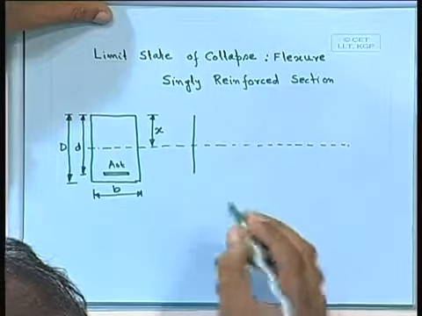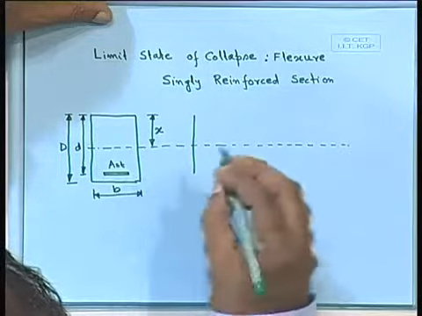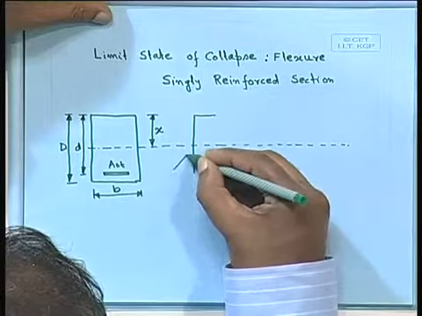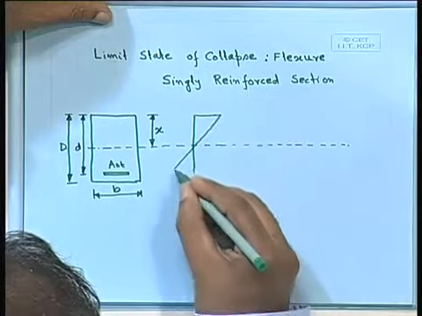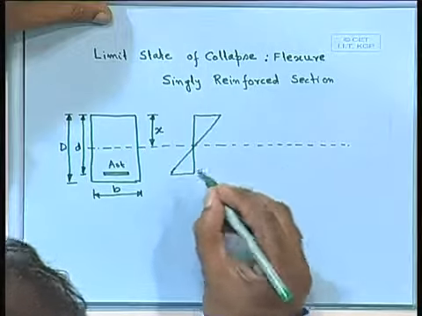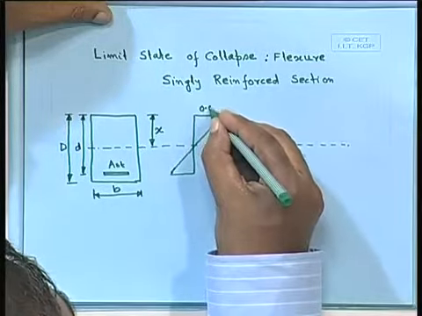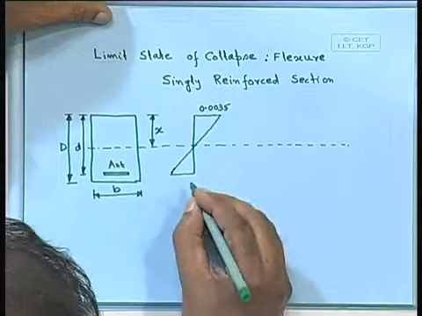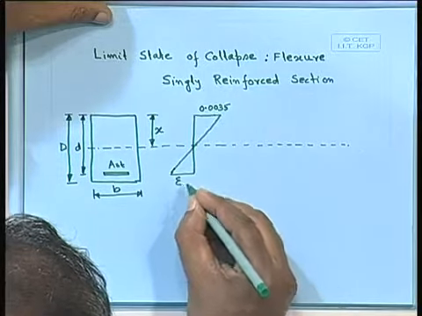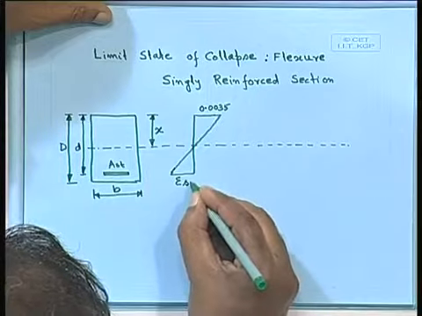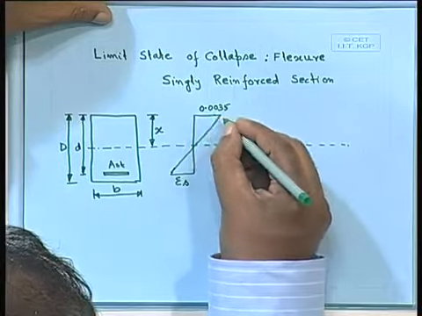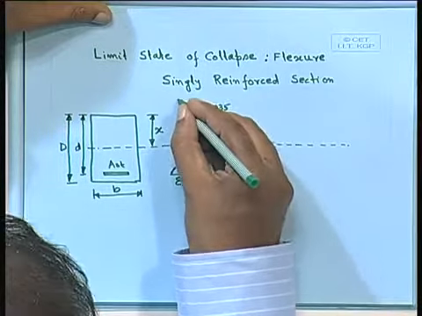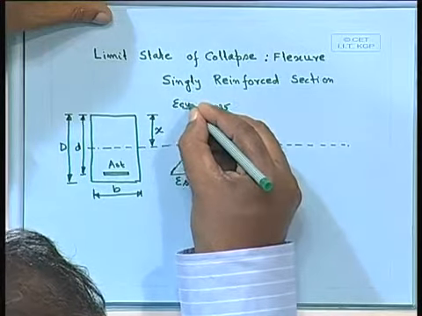We shall go up to the steel position. This is 0.0035, and this value, say epsilon s, let us say this value epsilon cu.